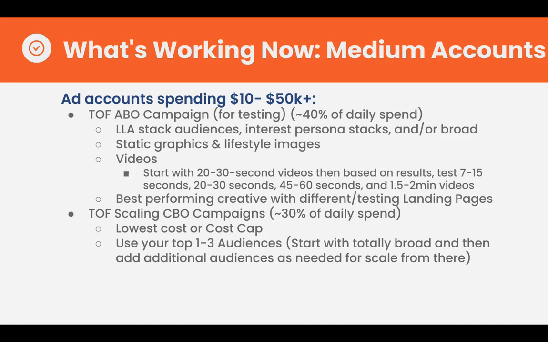So what I did was start with totally broad and then add additional audiences as needed to scale. I normally start with completely broad as a scaling CBO. I don't run a broad as an ABO and a broad as a scaling CBO, so just keep that in mind. I generally don't run 2 of the same audience with the same bidding structure, or the same bid cap or cost cap, in the same account at the same time. There are obviously nuances where you could do that, but generally I do not.